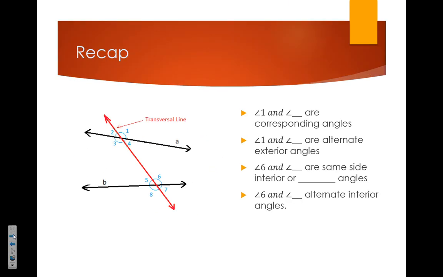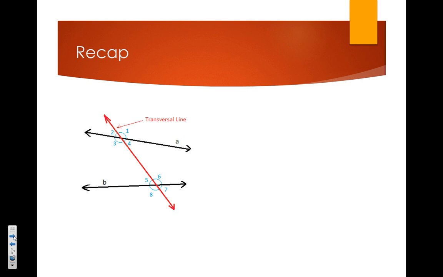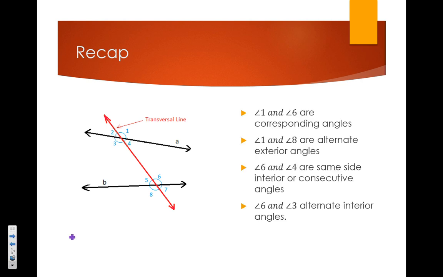So just as a recap, take a minute and see if you can answer these questions. Angle 1 and angle what are corresponding angles? Angle 1 and angle what are alternate exterior? And so on and so forth. When you're ready, you can pause it, and here are your answers. 1 and 6 are the corresponding. 1 and 8 are alternate exterior. 6 and 4 are same side interior or consecutive, and 6 and 3 are alternate interior angles.